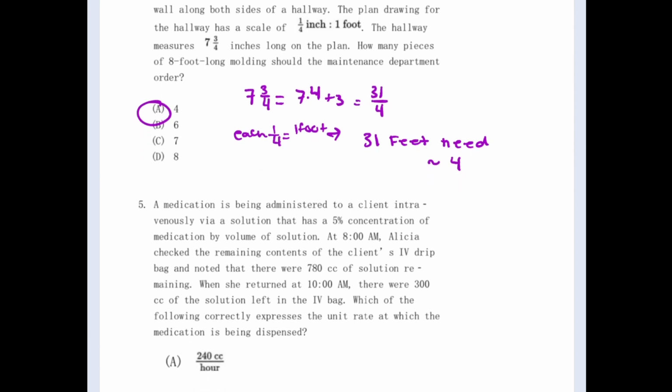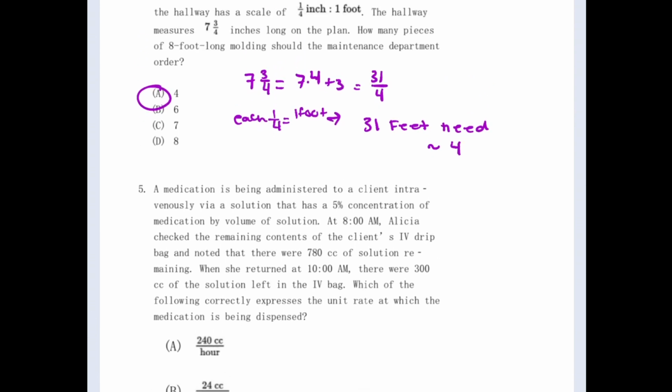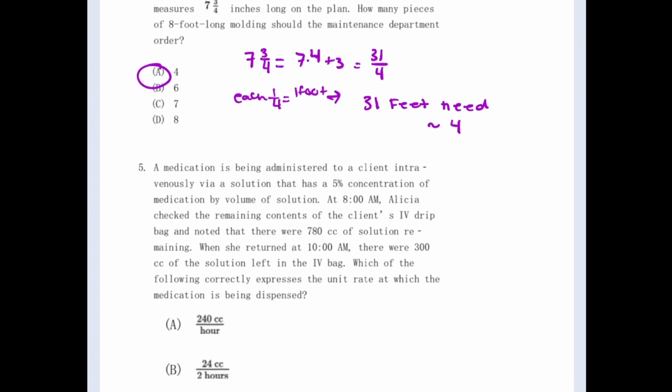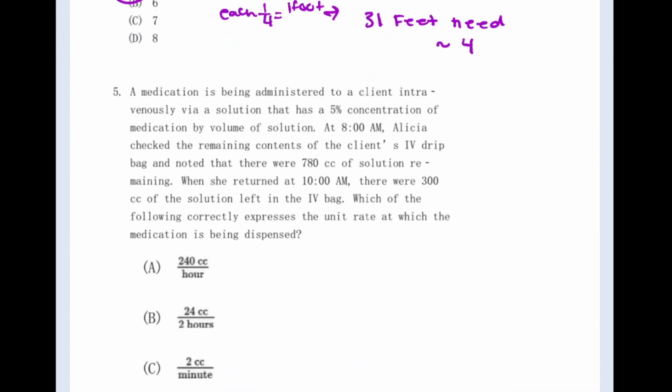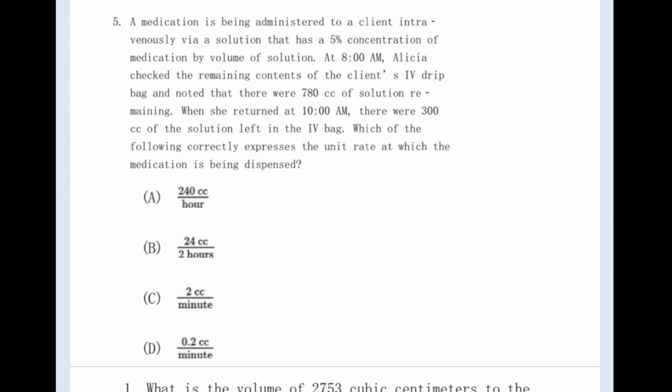The next problem: a medication is being administered to a client intravenously via a solution that has a 5% concentration of the medication by volume of the solution. At 8 a.m., Alice checks the remaining contents of the client's IV drip bag and notes that there were 780 cc's of solution remaining. When returning at 10, there were 300 cc's of solution left in the IV bag. Which of the following correctly expresses the unit rate at which the medication is being dispensed?